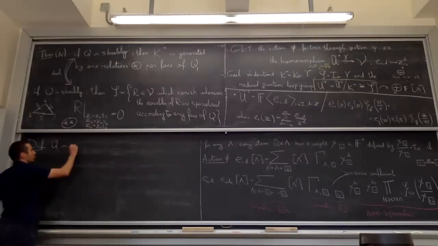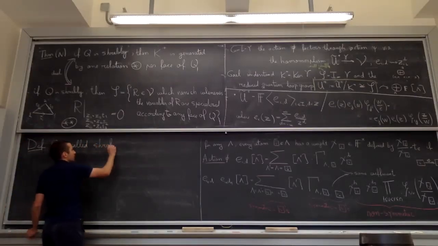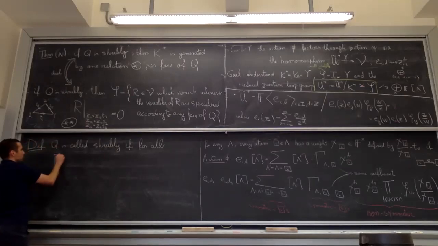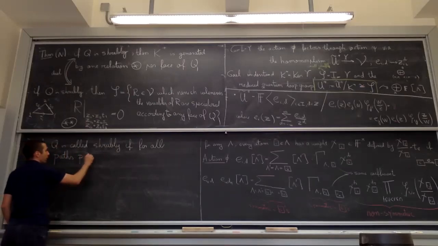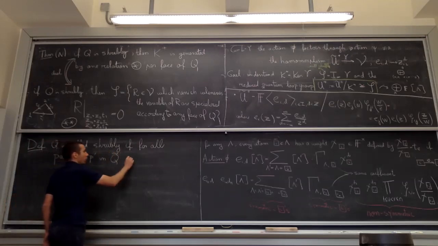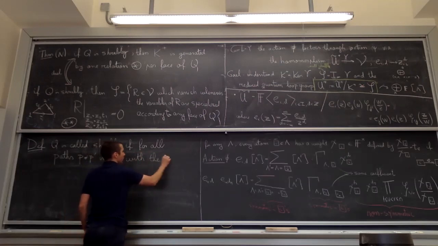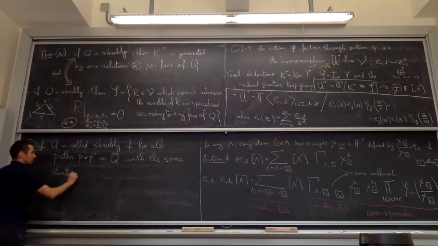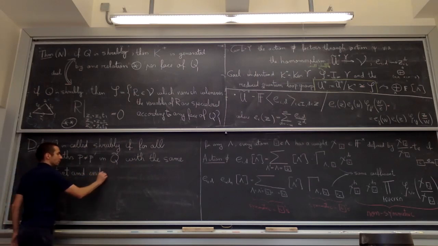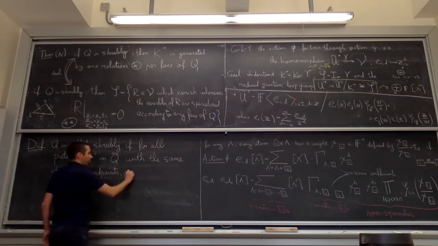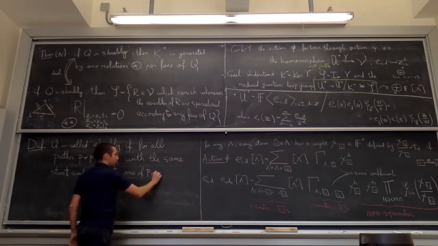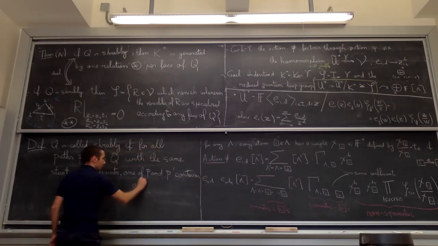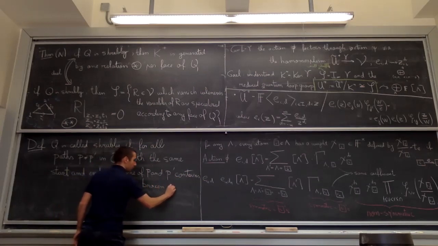Q is called shrubby if for all pairs of paths P different from P prime in the universal cover, so in Q tilde, with the same start and end points, at least one of P and P prime contains a broken wheel. And I'll tell you in a sec what a broken wheel is. That's actually quite easy. A broken wheel refers to the following setup.